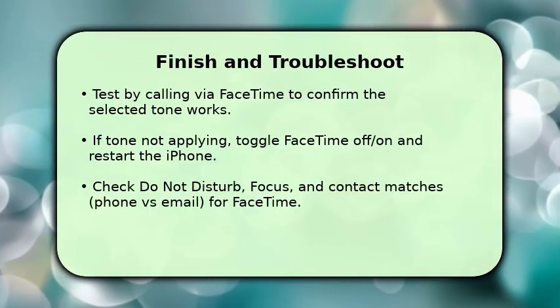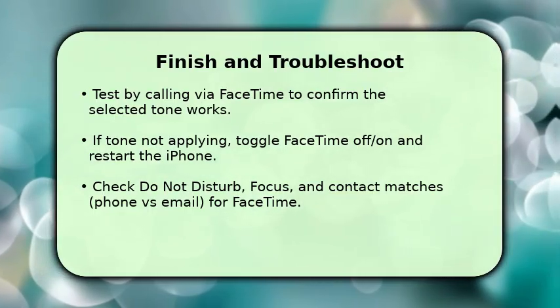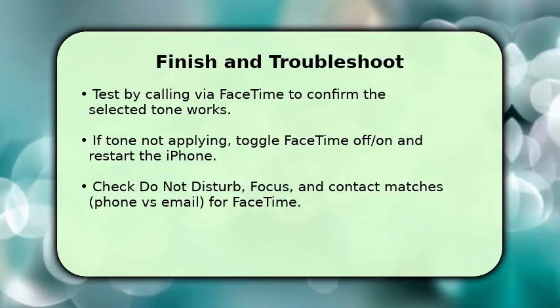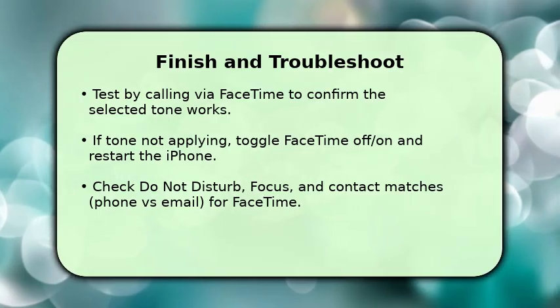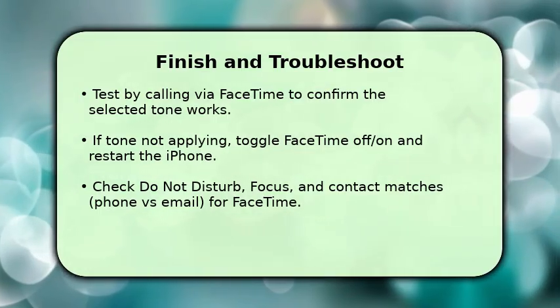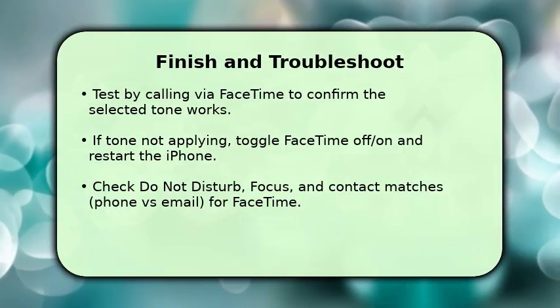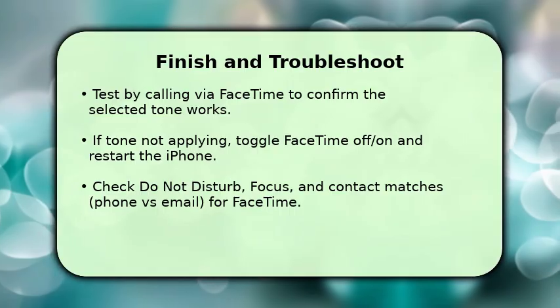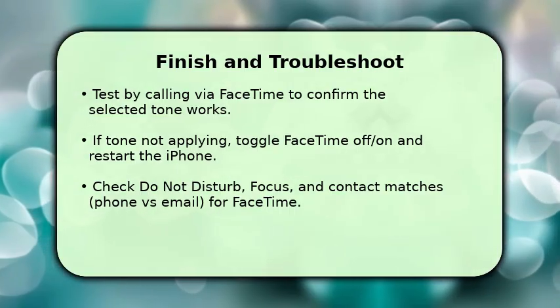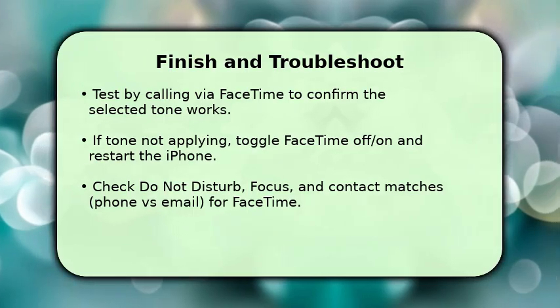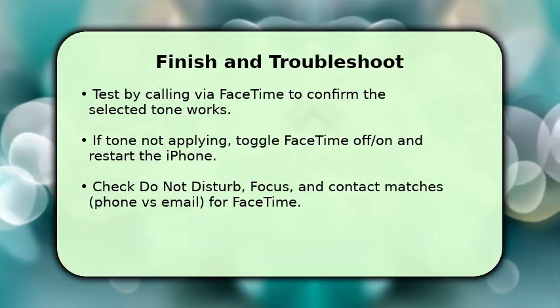If it doesn't, make sure the contact entry used for FaceTime matches the number or email actually called, then toggle FaceTime off and on and restart the phone. Also verify focus or do not disturb isn't silencing calls. If you used a custom tone, ensure it's properly synced and selectable in ringtone. These troubleshooting steps fix the usual issues when the system or contact ringtone doesn't take effect.